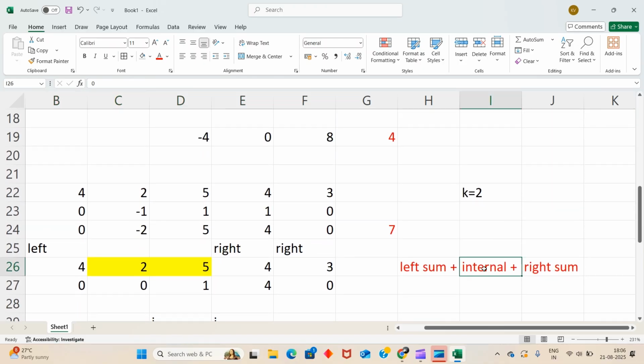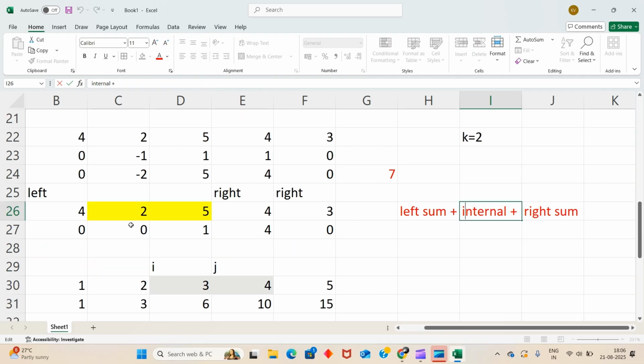Now the challenge is internal. We got left, we got right for each subarray. Now in each subarray, we have to assign the strategy as 0 to the first half and 1 to the second half, and then calculate and get the result.